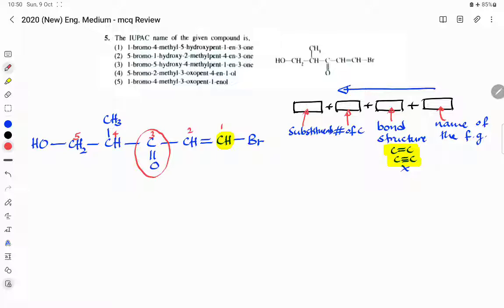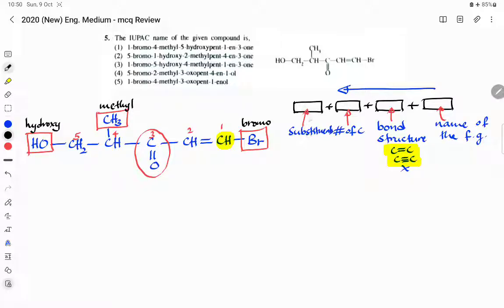Now the unnumbered species are substituents. This is a substituent, this CH3 group is a substituent, this bromine is a substituent. The names of these substituents will be: this is hydroxy, this is methyl, this will be bromo. Now let's write down the name.